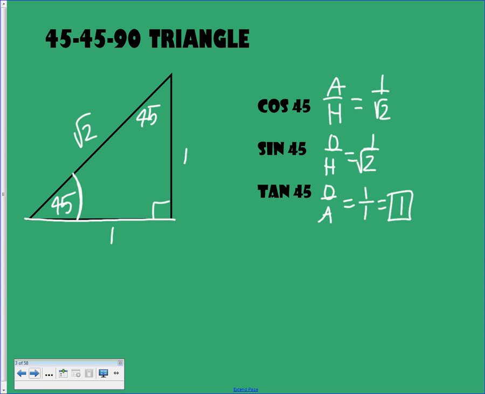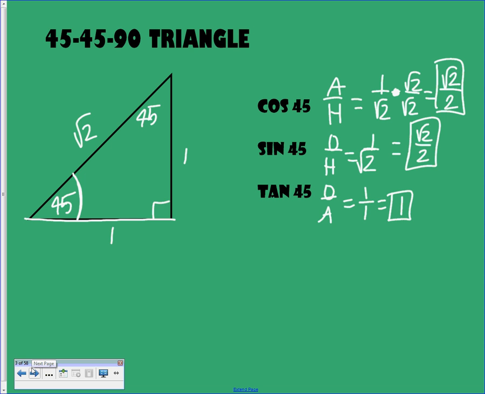Now before we move on, let's realize that we can't have 1 over the square root of 2, so we would rationalize that by multiplying by the square root of 2. Multiply straight across, it gives me the square root of 2 over 2. So both the sine and the cosine of a 45 are the square root of 2 over 2. Those are special to us.